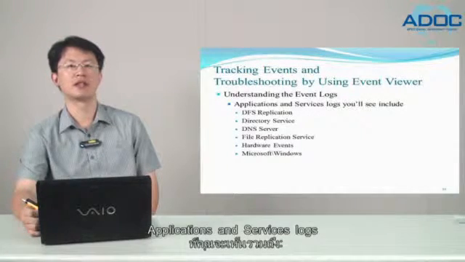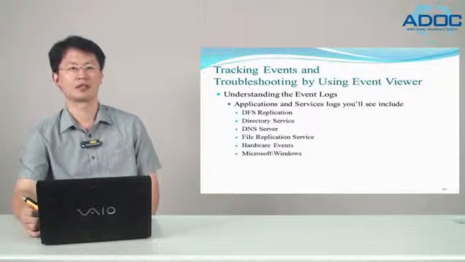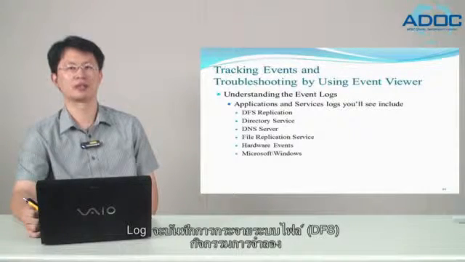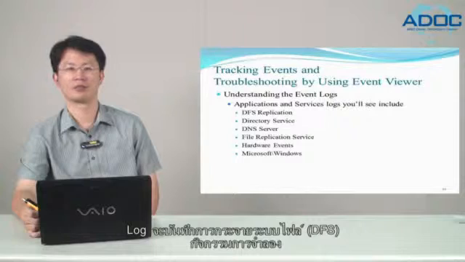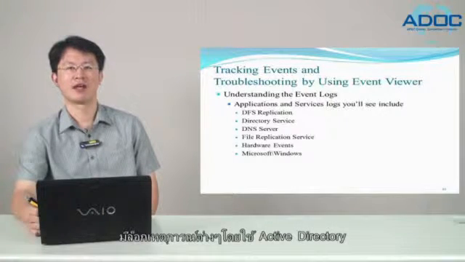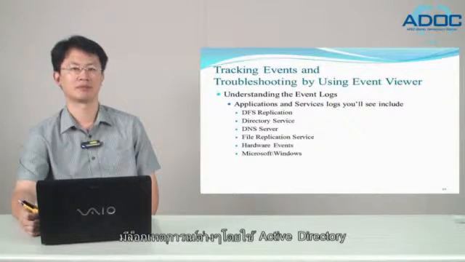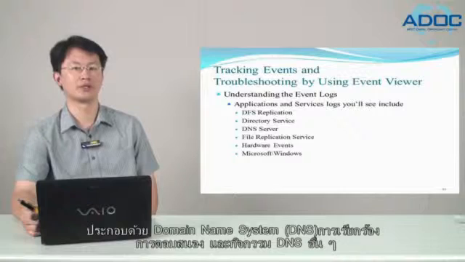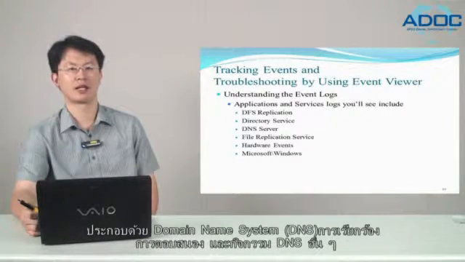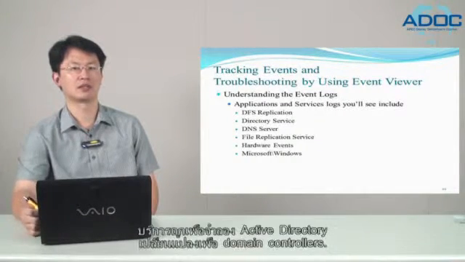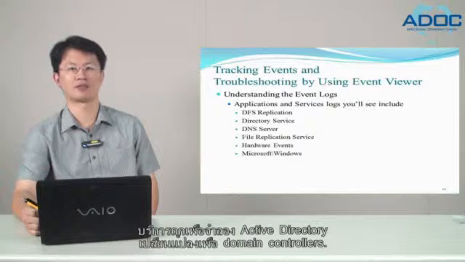And the applications and services logs you will see include DFS Replication. This log records the Distributed File System (DFS) replication activities. Directory Service contains events logged by Active Directory. DNS Server contains Domain Name System (DNS) queries, responses, and other DNS activities. And File Replication Service contains events logged by the File Replication Service, a service used to replicate Active Directory changes to other domain controllers.